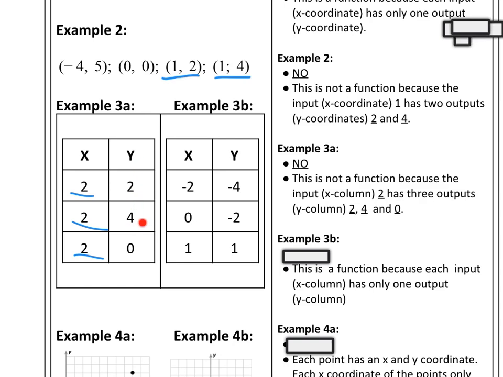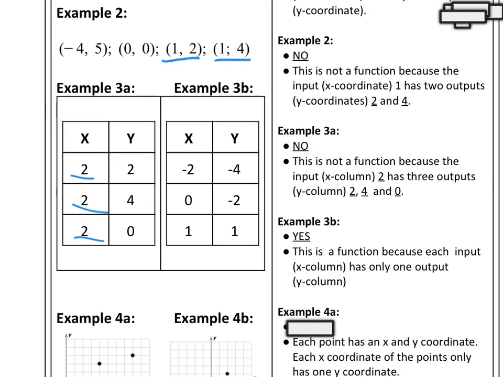4, and 0. Example 3b, we've got (-2, -4), (0, -2), and (1, 1). Each input looks different. So yes, this is a function because each input, all these x column coordinates, those points, have only one output, not more than one, so it is a function.